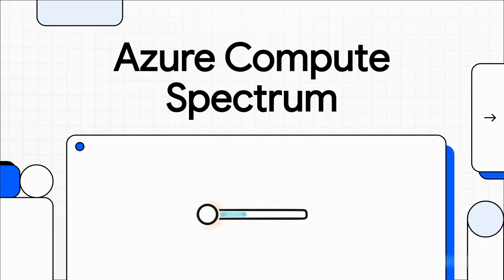Welcome. If you're a senior architect, you already know the cloud compute landscape can be, well, a lot. So, in this explainer, we're going to map out Azure's core compute options and build a really clear, practical framework you can use for pretty much any workload you'll ever face.